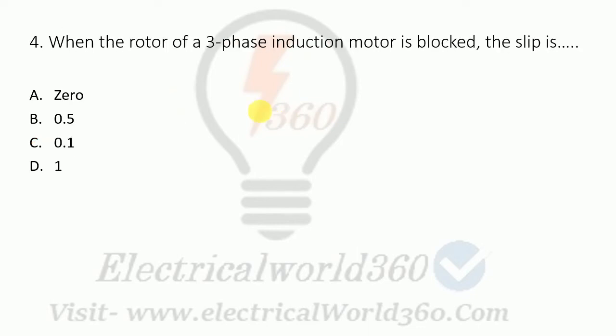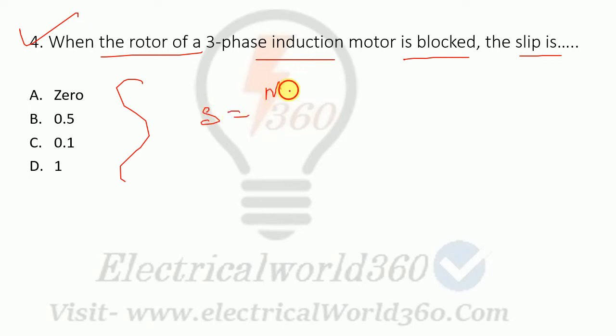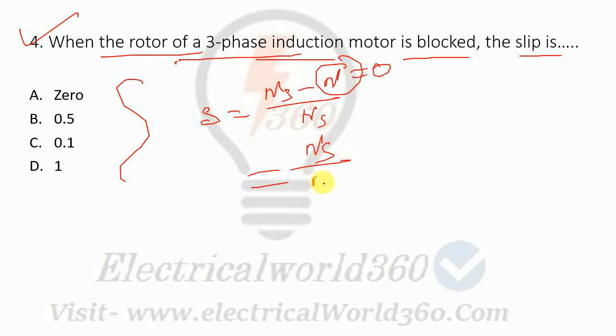Here is the question number 4. When the rotor of three-phase induction motor is blocked, the slip is what? So in this case, we should know slip equal to (Ns minus N) by Ns. So here in this case, if the rotor is blocked, that means the N equal to 0. So we can write it this way: Ns by Ns. So Ns by Ns will be 1. So you can say s, that means the slip will be 1. So here the option number D will be the right answer.